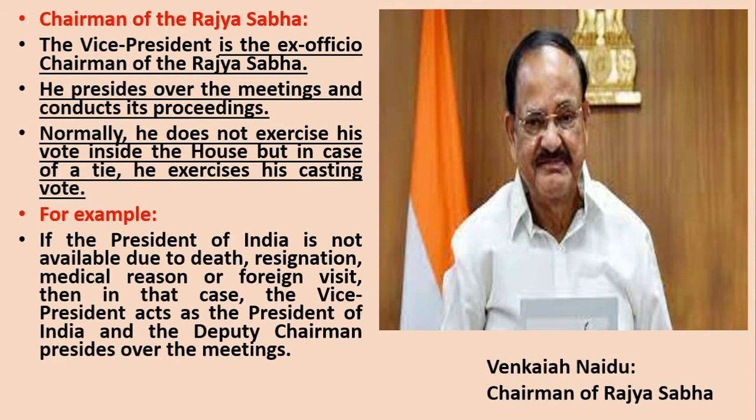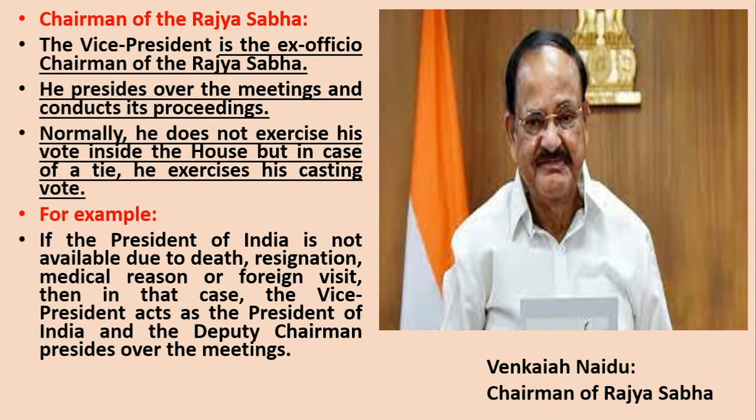Normally, he doesn't exercise his right to vote inside the house, but in case of a tie, he exercises a casting vote. Yes, casting vote, the term I discussed last time in the lecture while talking about the Lok Sabha, that when there is a tie, the speaker also casts his casting vote. Here also is the same case: the vice president, who is the chairman of the house, that is Rajya Sabha, in case of a tie, is to cast his vote, that is called the casting vote, because they are to break the tie. It's a tiebreaker vote.